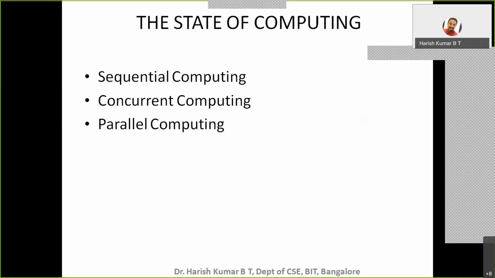And next came concurrent computing. What concurrent computing says is, say I have 4 processes to execute, and all 4 are ready for execution. The CPU will start executing one program. Say the first program the CPU has started executing has 50 instructions in it. So the processor is finished.